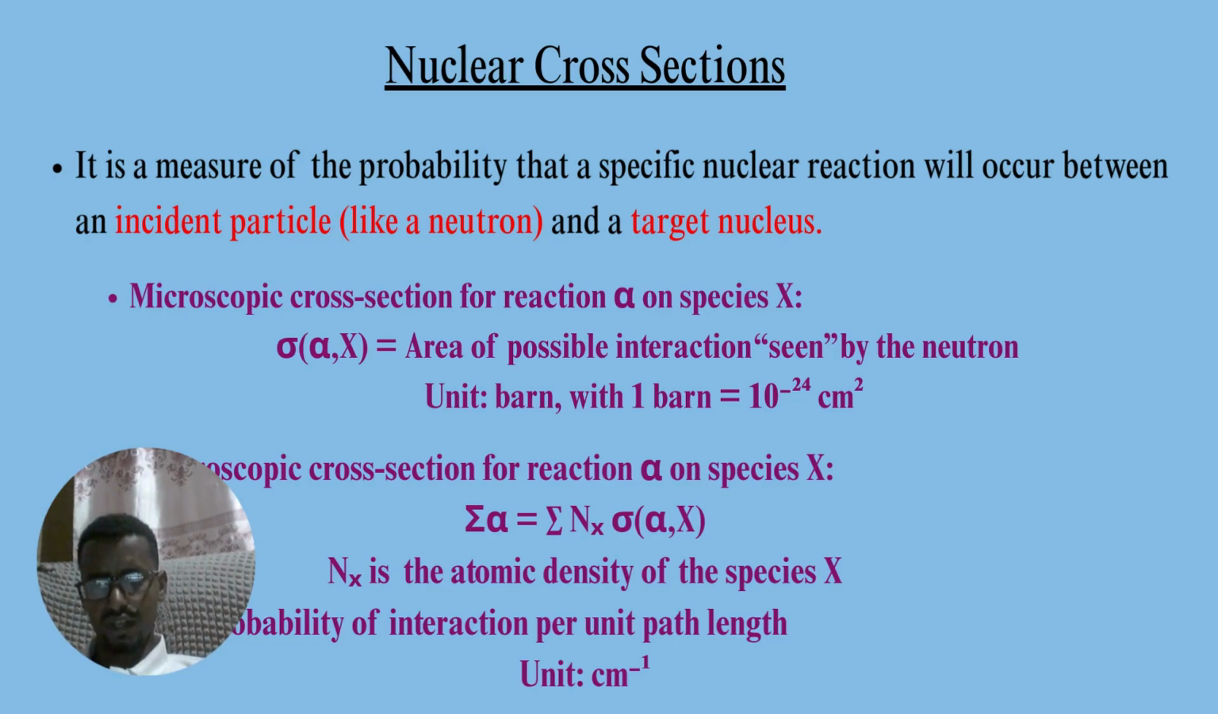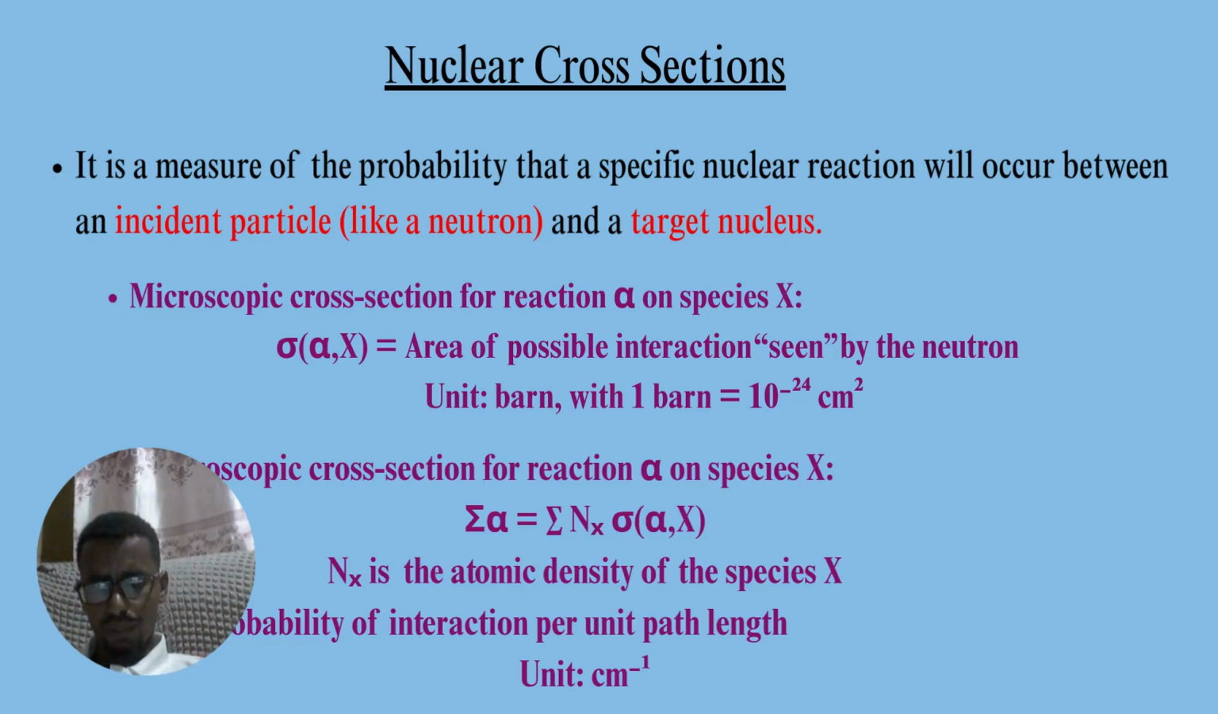Microscopic nuclear cross section is the effective target area a single nucleus presents to incoming neutrons, which means it is the area of interaction seen by the neutron, and its unit is the barn, where 1 barn is equal to 10 raised to minus 24 centimeter squared. So that means it's the probability of a single nuclear reaction occurring between a neutron and a target nucleus.